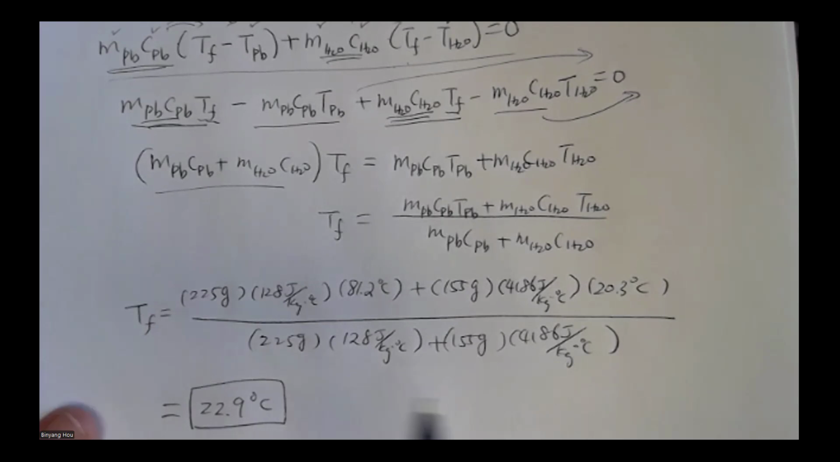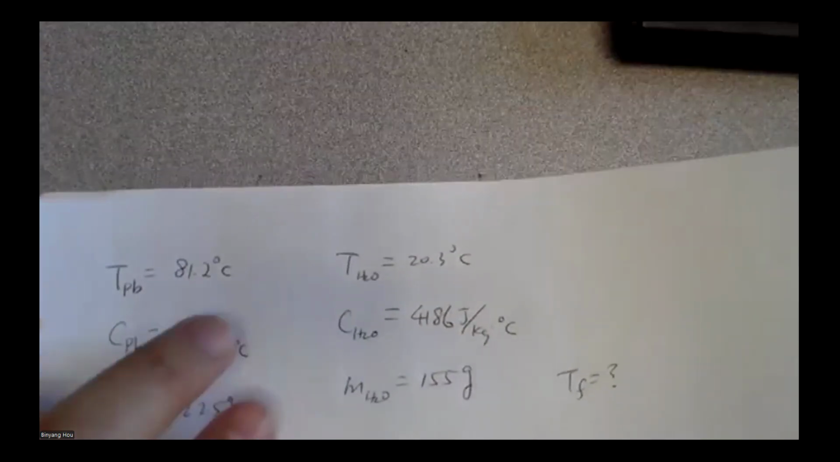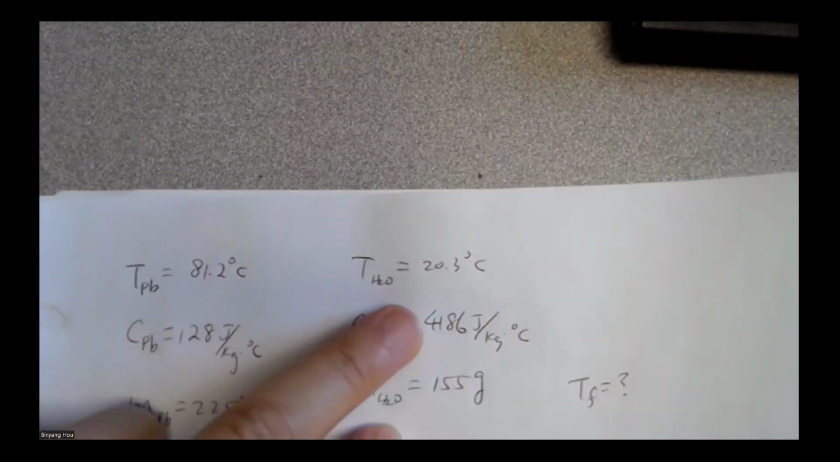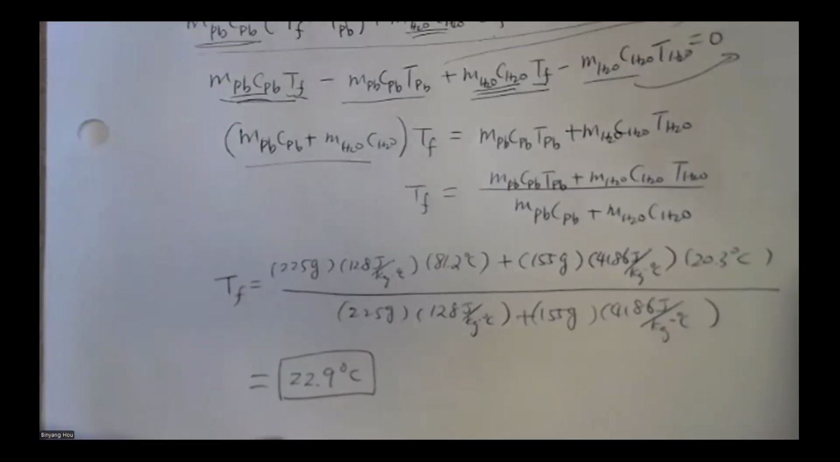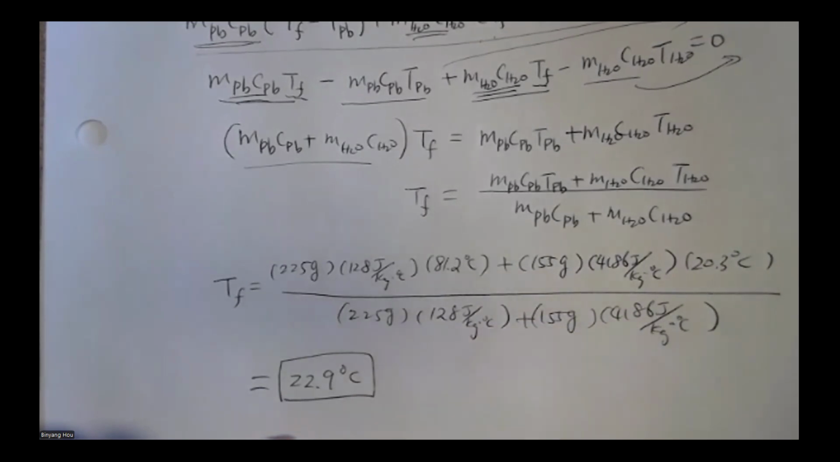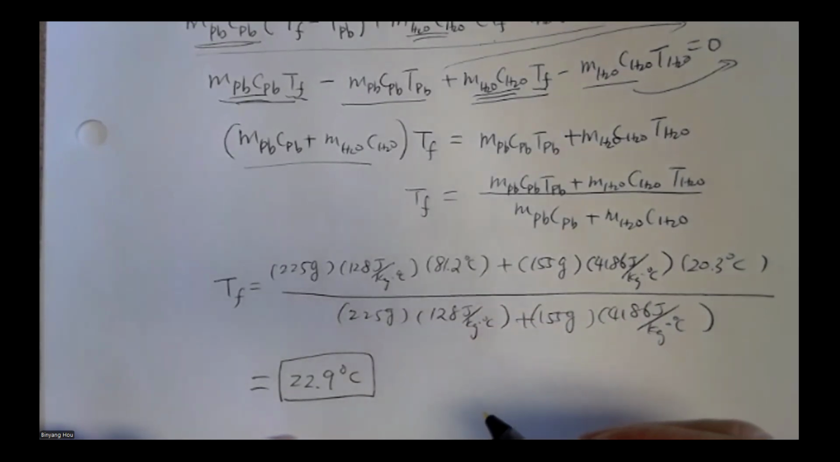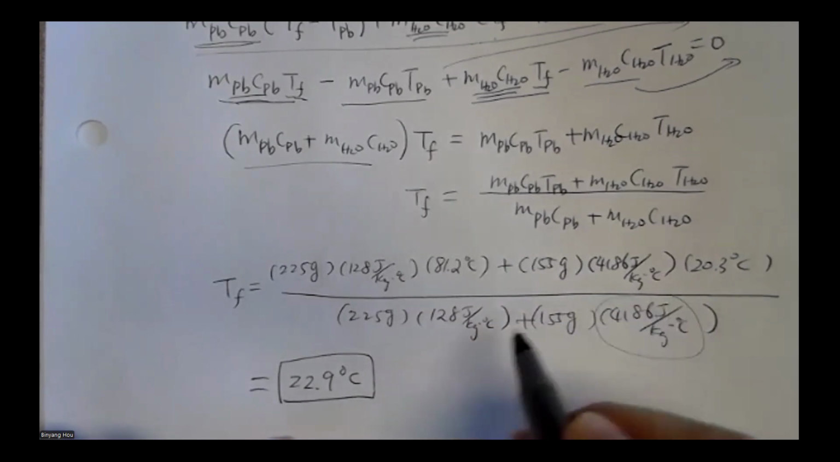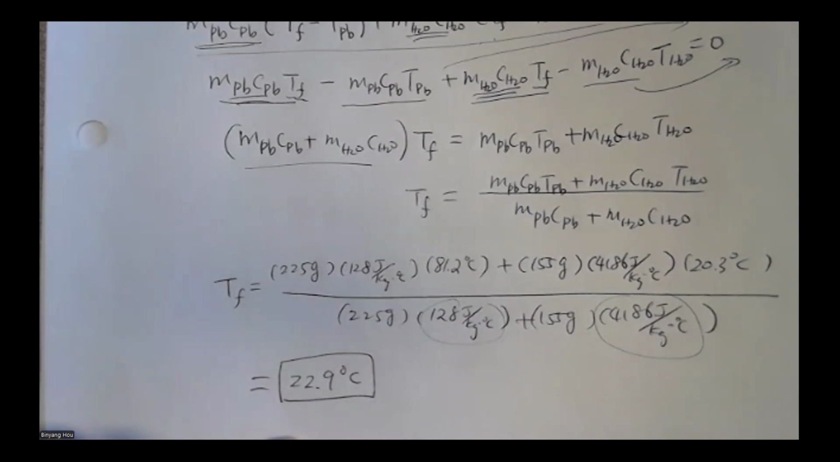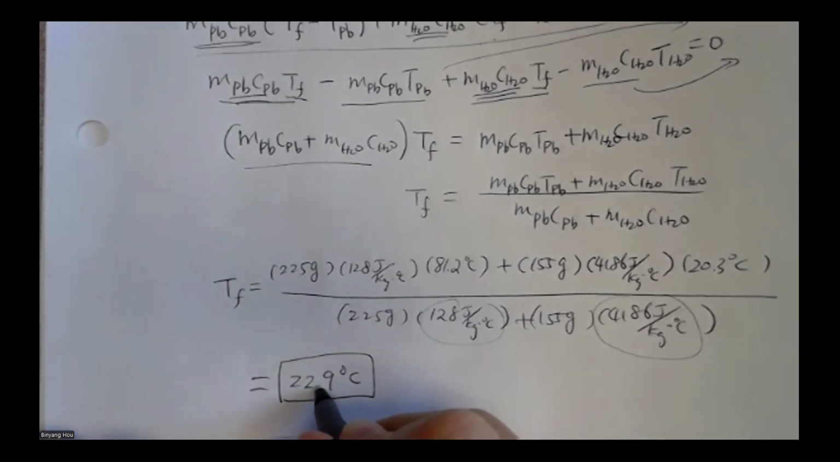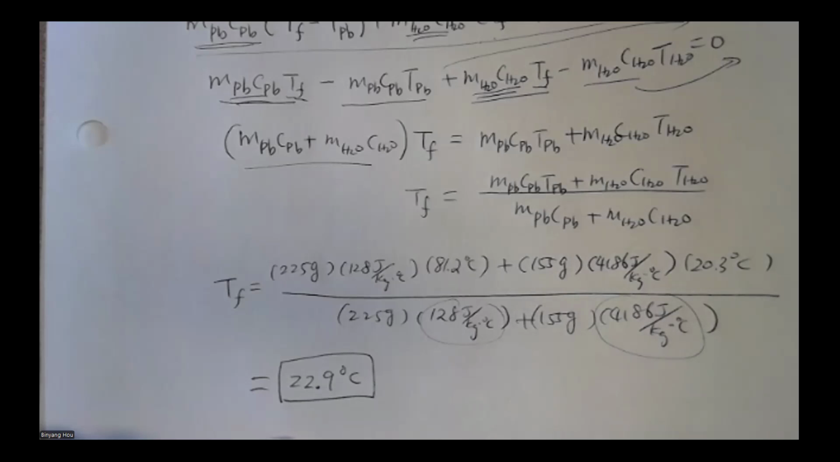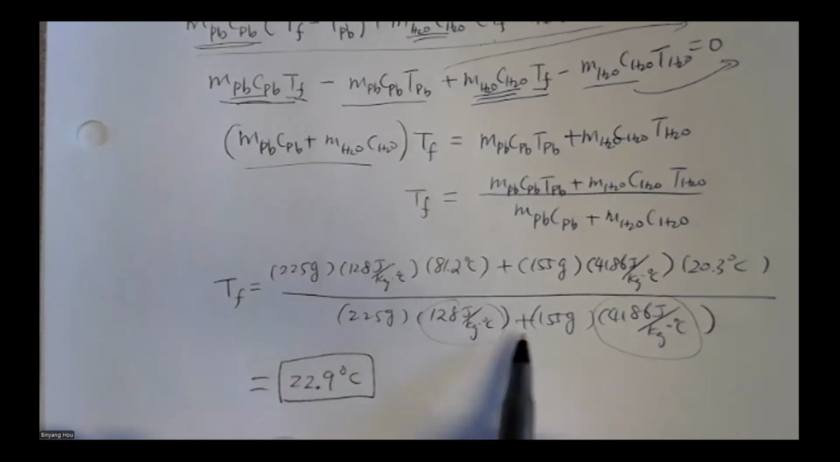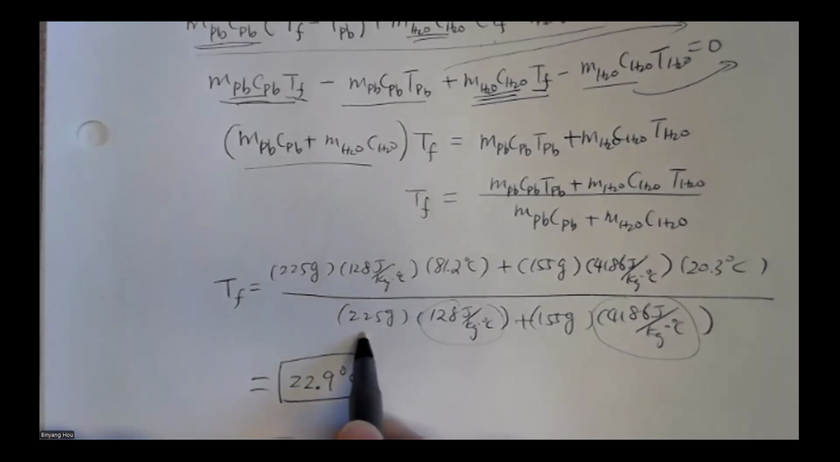Now you can double check, it should be in between the two initial temperatures, right? So here and here, and the final answer is 22.9, which is close to 20.3, because water has much higher heat capacity here than the lead. Okay, so then you should be getting a number closer to the water here. These two are more or less comparable for their masses.